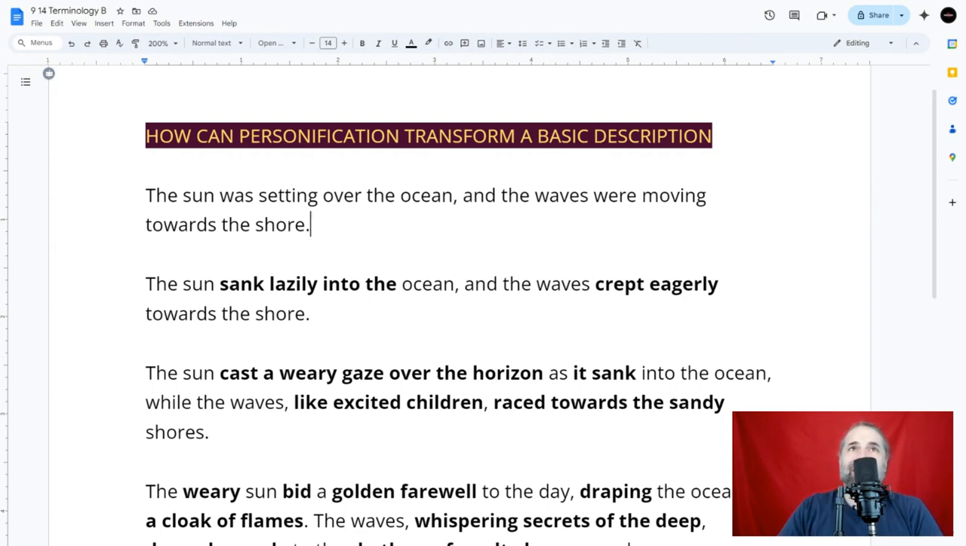The sun was setting over the ocean, and the waves were moving towards the shore. That's a fine and dandy sentence. Don't get me wrong, you could use that, except I probably wouldn't use was, because I like to write in past tense. But just as an example, the sun was setting, and the waves were moving towards, this is in present tense. Which is fine. Most people like to write in past. Well, not most, some. There are people who choose present. But today we're doing present, so just bear with me. The sun was setting over the ocean, and the waves were moving.